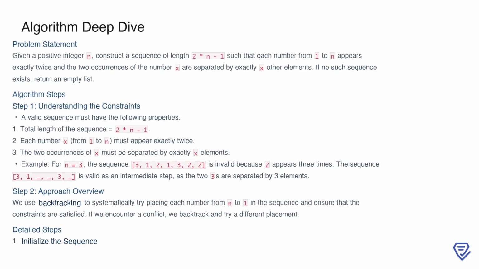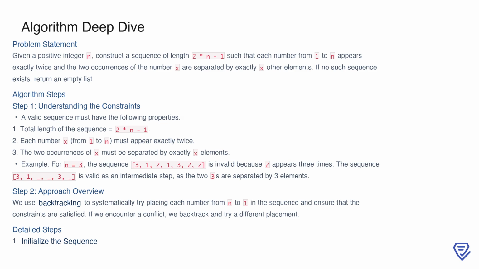For example, consider the case where n equals 3. A valid partial sequence like 3, 1, underscore, 3, underscore, ensures that the two 3s are separated by exactly 3 elements, satisfying one of the constraints.